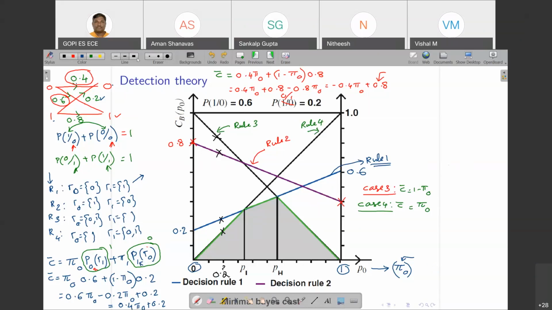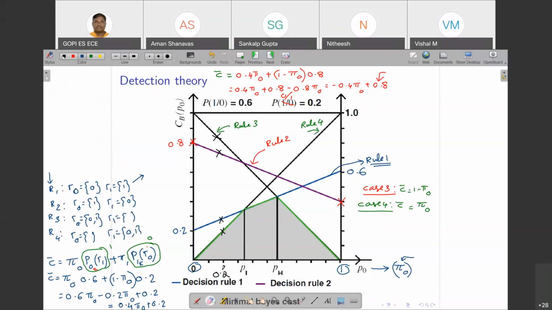I'll erase this one now, it is not needed. So if the prior probability pi naught is 0.2, then we have to go for rule 4.